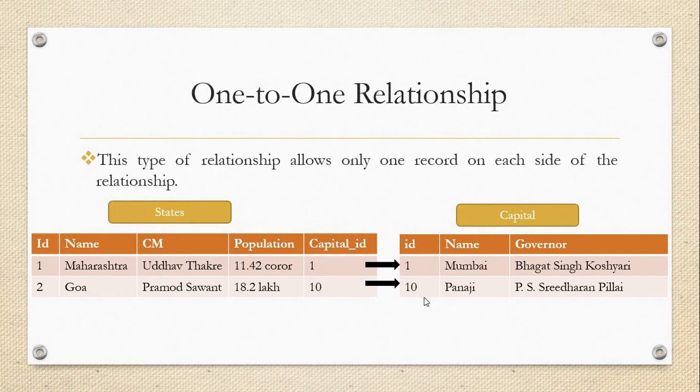If we have only capital ID, name and governor, then we will give this primary key reference to the capital table. Okay, so we will remove this capital ID from the state table, and what should we do? We will provide the primary key reference, that means the state ID reference, to the capital ID. Then it also performs a one-to-one relationship.